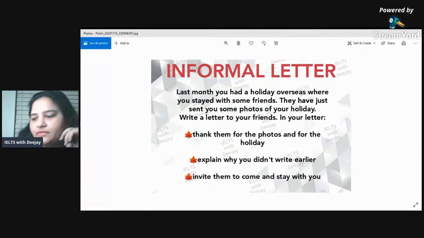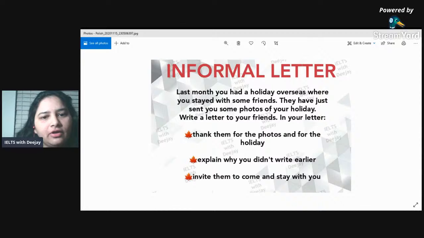This is the letter that I want you to write. It's an informal one. Last month you had a holiday overseas where you stayed with some friends. They have just sent you some photos of the holiday. Write a letter to your friends. You need to understand this: do not write to one friend. Write to two friends. You can write their two names because they're talking about friends. You need to understand how plurals work when they are talking about plurals.